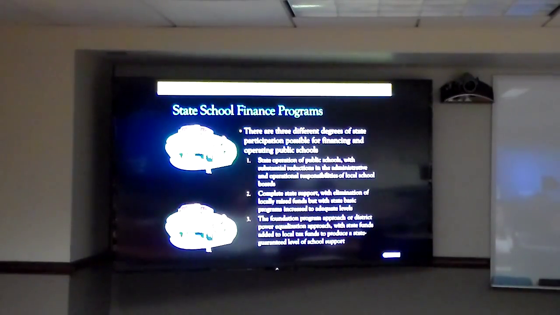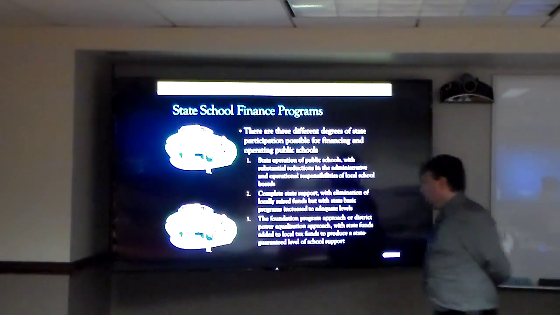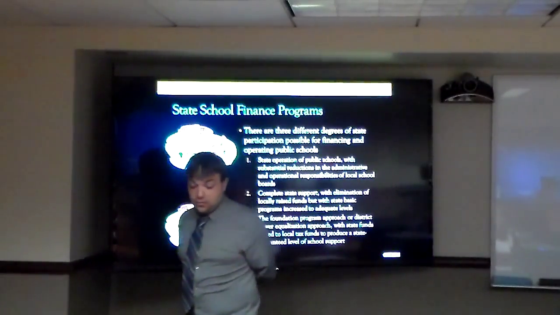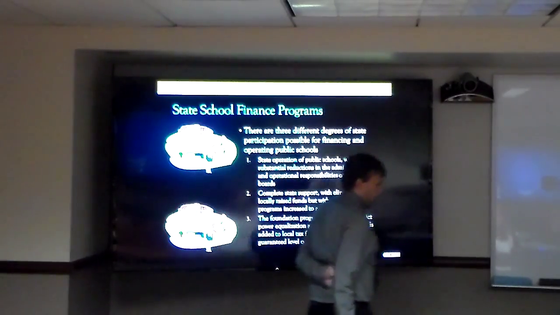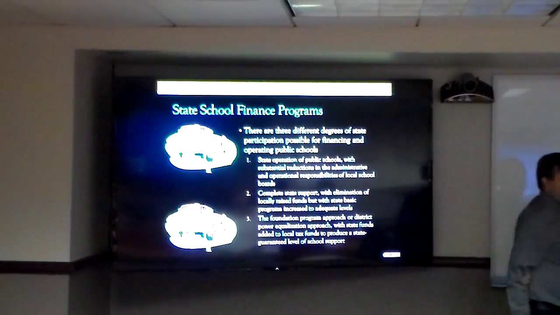So what could you potentially have for school finance programs at the state level? You could have complete state operation of public schools. This basically reduces the administrative responsibilities of school boards. The state steps in and the state does everything. You could get rid of locally raised funds and have a district equalization approach. Most states use district equalization. Oklahoma uses district equalization because we have to make sure there's a fair balance, and we would not want the state taking all of the money.